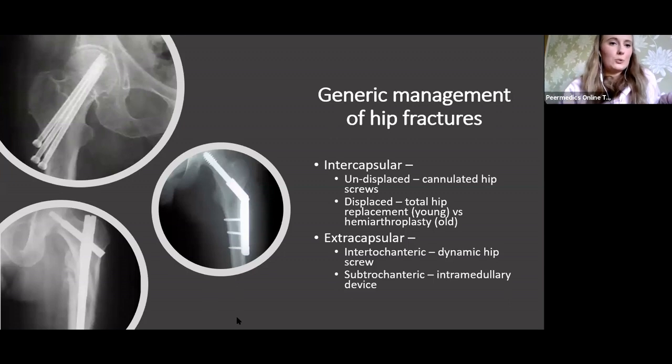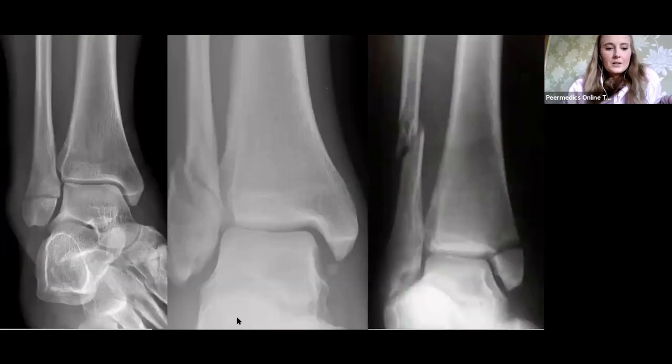But that's the general rule, and it's a really easy exam question to ask: okay, here's an x-ray, what would the management be for this particular fracture? So just know your types and know the rough corresponding management for them. So I think, last but not least, what have we got going on here?